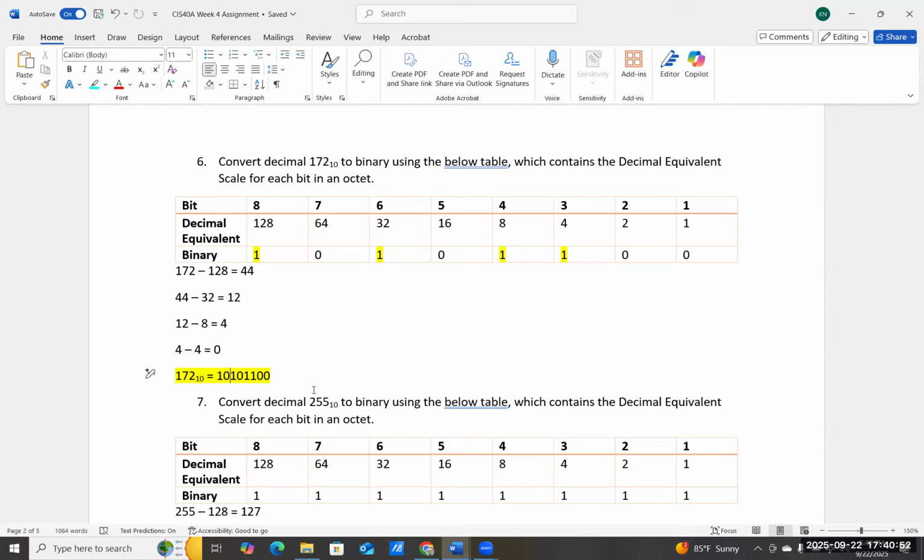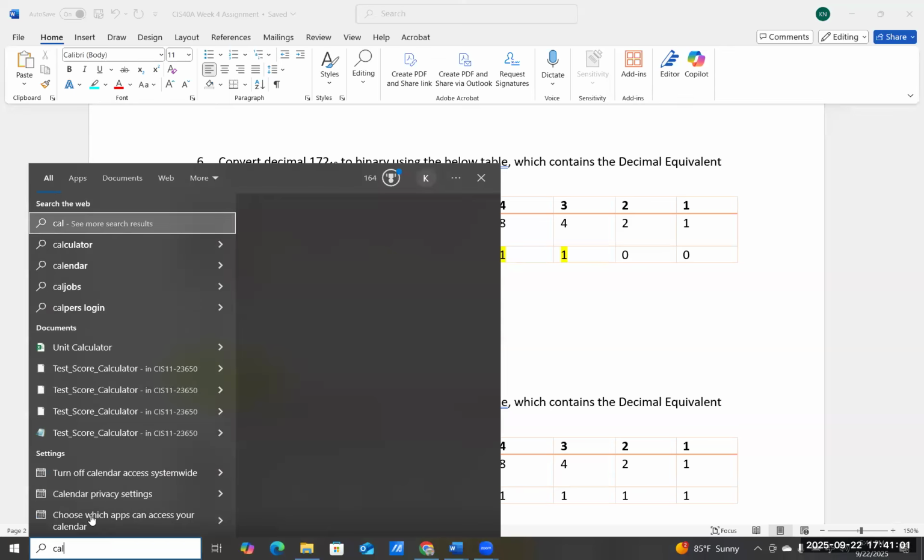If you cannot subtract, you put a 0. Now, how can I check my answer? How do I know if it's correct? You can use the computer calculator. Open up your calculator on Windows.